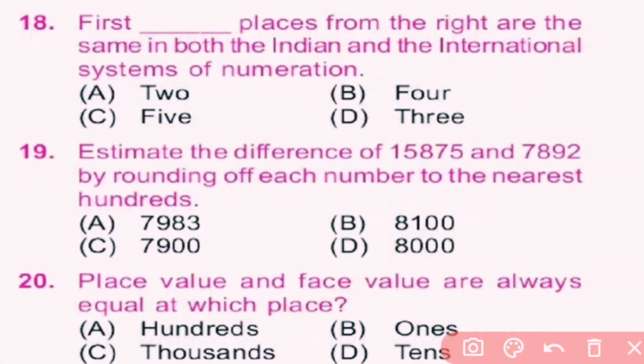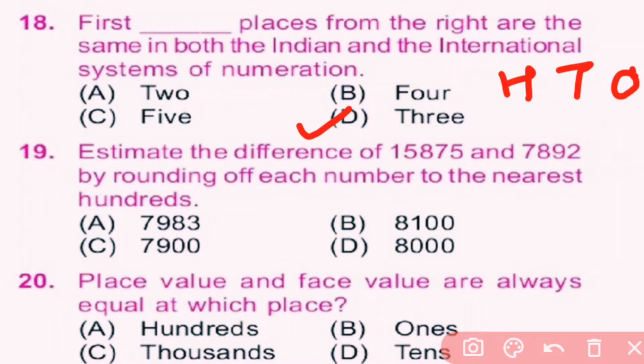Question number 18. First dash places from the right are the same in both the Indian and international systems of numeration. Ones, tens and hundreds are the same in both the Indian and international systems of numeration. So D is the right answer.